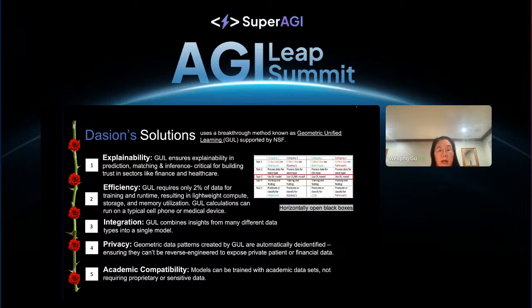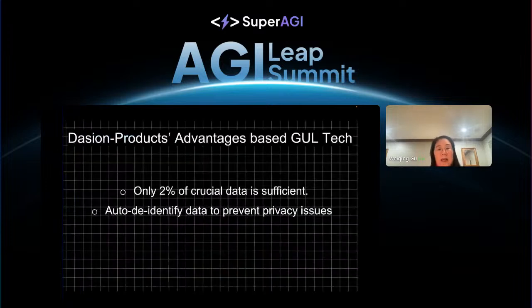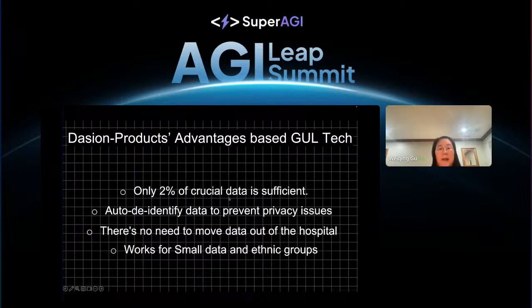We also solve the privacy problem, because we first extract the characteristics, using the fiber bundle characteristic class concept, to extract the characteristic points. Those points form the data. But once you extract it, it's only 2% of the crucial data. Therefore, it will auto de-identify these patients. No one can recognize what he said. It's just a pattern. That's why we can auto de-identify data to prevent privacy issues, and there's no need to move data out of the hospital, which is a big deal.